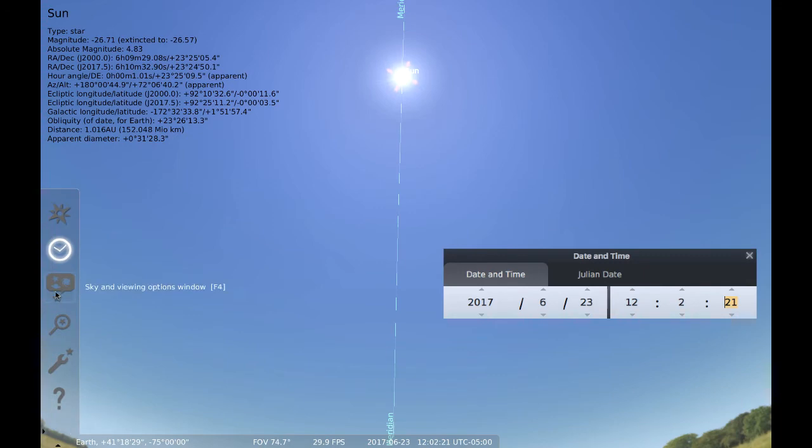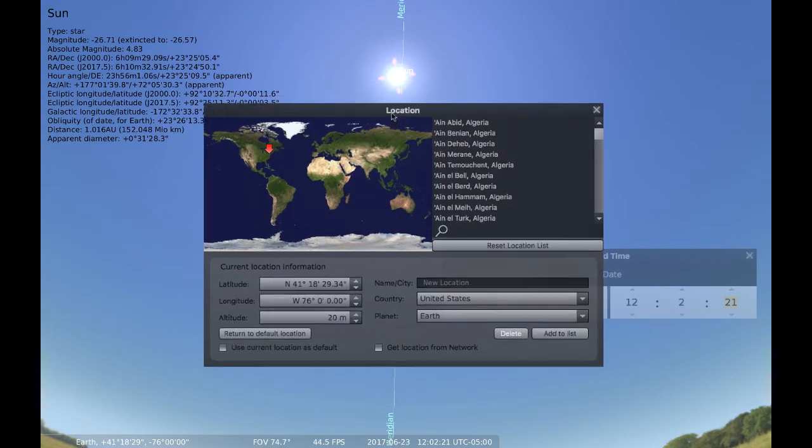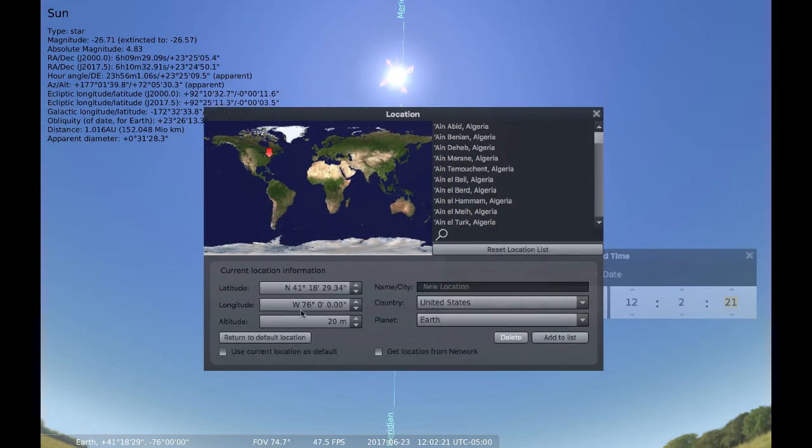So let's try that. Let's go 1 degree to the west. So we'll go to a location window here, and we'll change this to 76 degrees. All right, and you saw the sun just jump immediately 1 degree to the east. Let's actually make it an even 77 degrees. All right, and there you saw the sun jump another degree.